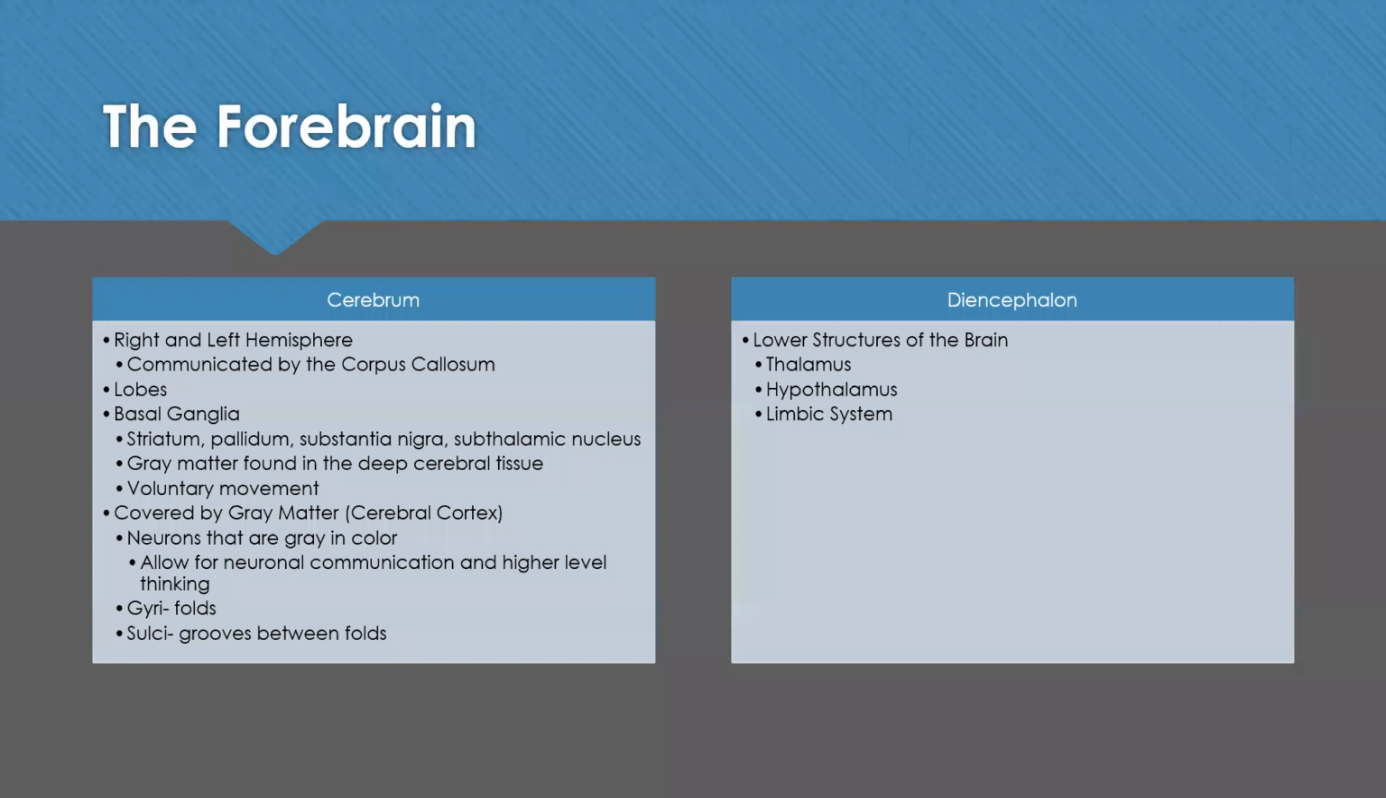To start off, we'll talk about the forebrain, which is the cerebrum and the diencephalon. The cerebrum consists of the right and left hemispheres, which communicate via the corpus callosum. It consists of the four lobes that I just mentioned. It also has the basal ganglia, which is the striatum, pallidum, and substantia nigra, and the subthalamic nucleus. It contains gray matter, which is found in the deep cerebral tissue of the basal ganglia. And the basal ganglia is also involved with voluntary movements.